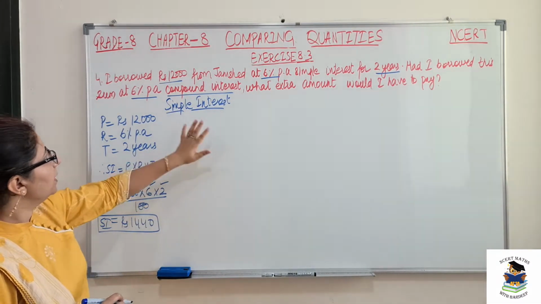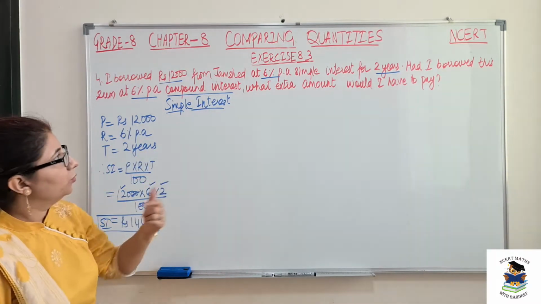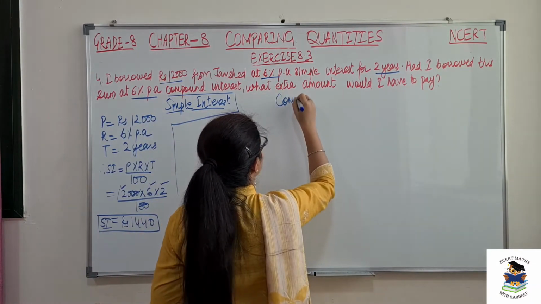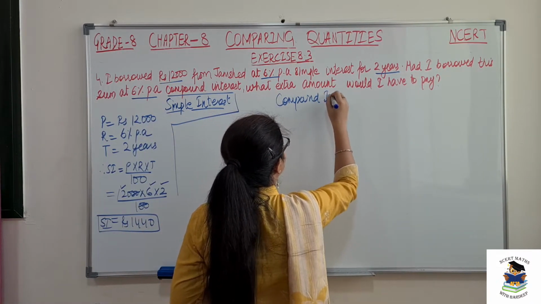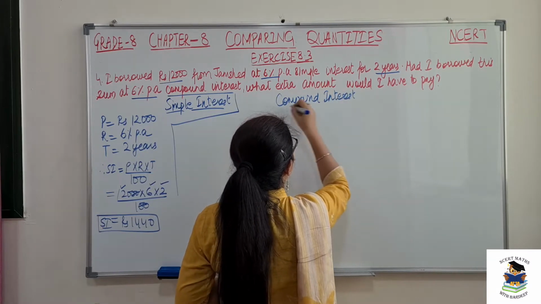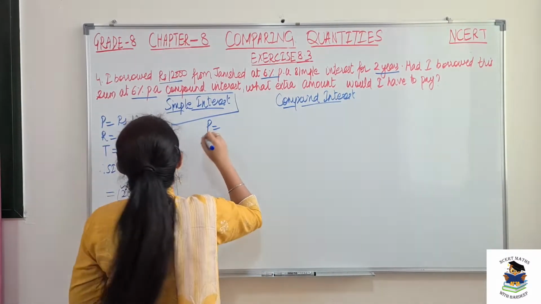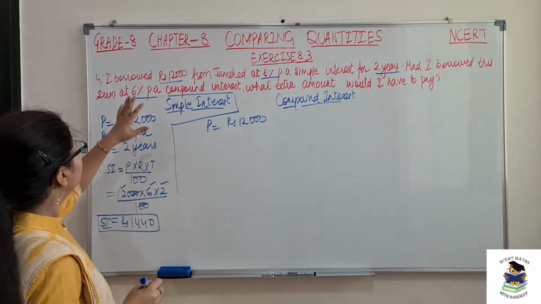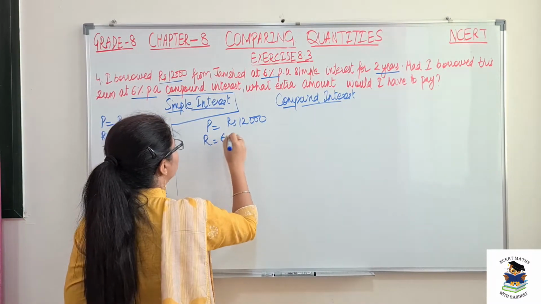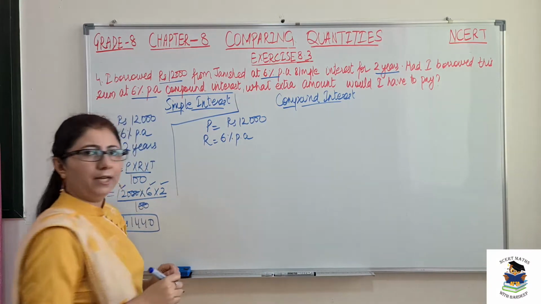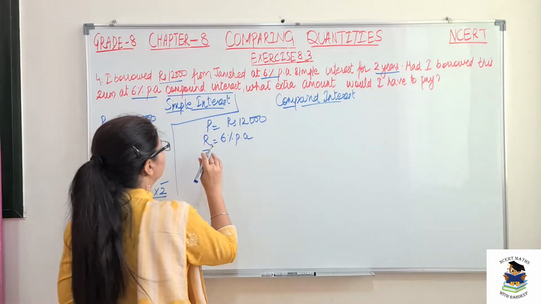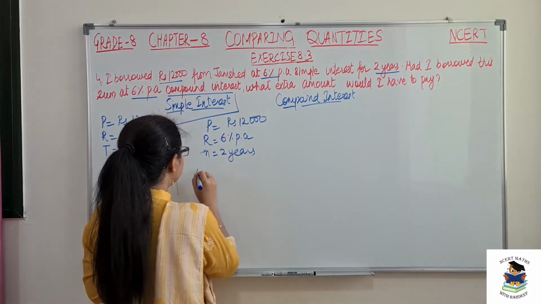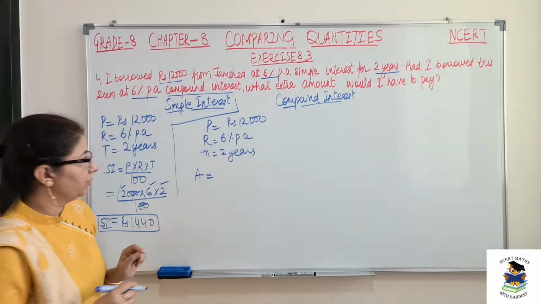So now let's see if the same thing is taken as compound interest, what extra amount he has to pay. So let's write here, this is compound interest. Since the principal amount is the same, that is 12,000, and the rate of interest is also the same, but this is now compounded annually. Time period is 2 years. So let's see what the amount is.